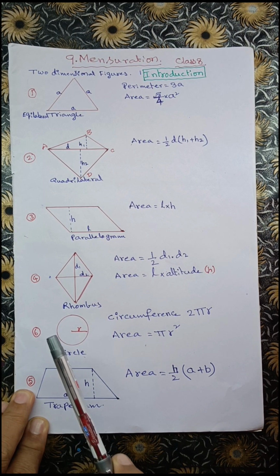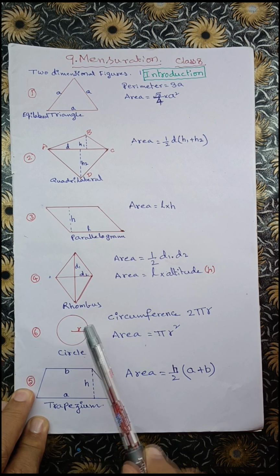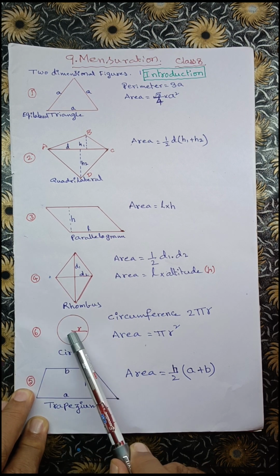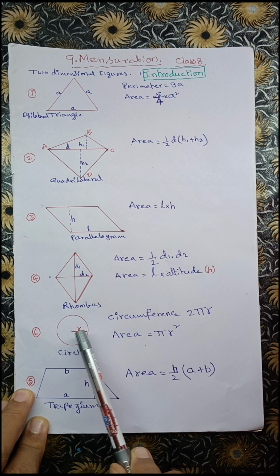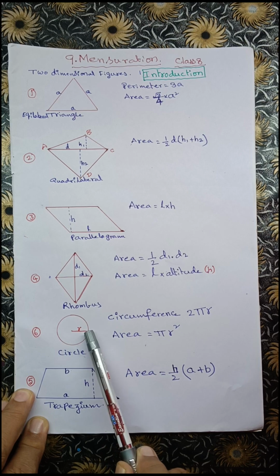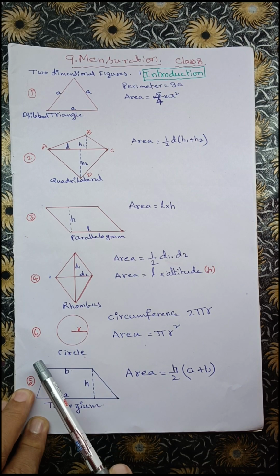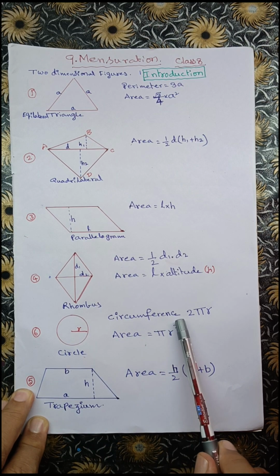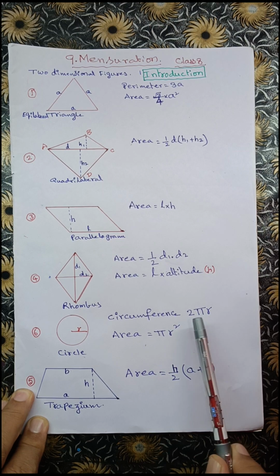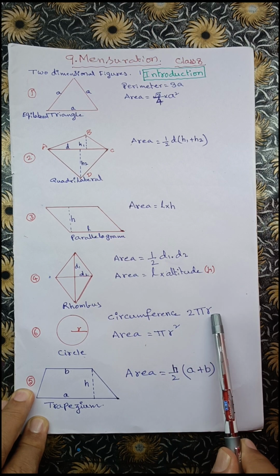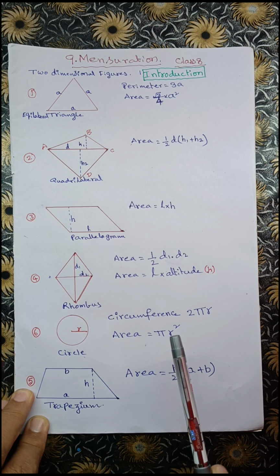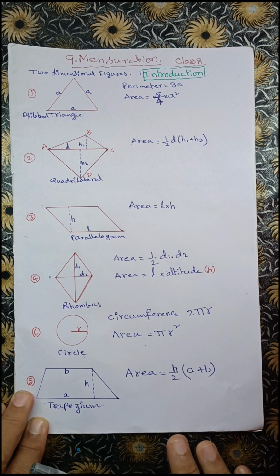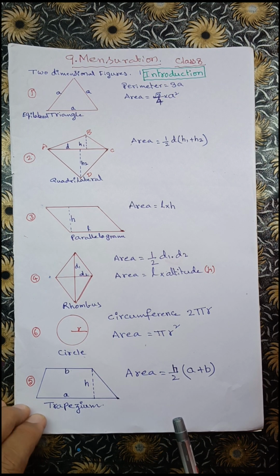The last one is circle. This is a circle. This is the center and this is the radius. The distance between the center and the circle is called radius. Circumference is 2 pi r and area is equal to pi r square. This is the introduction of two-dimensional figures.